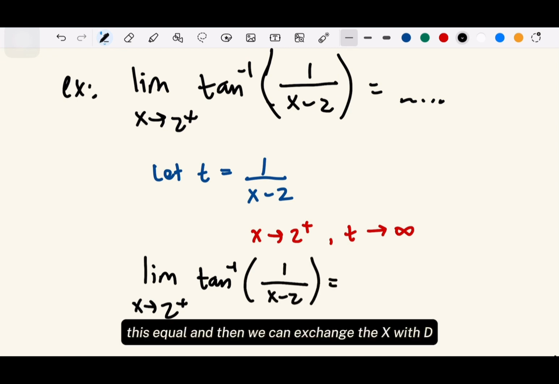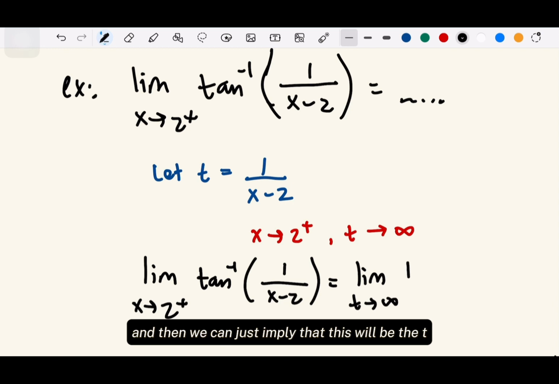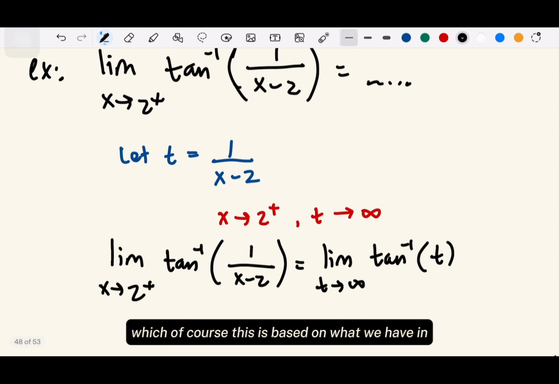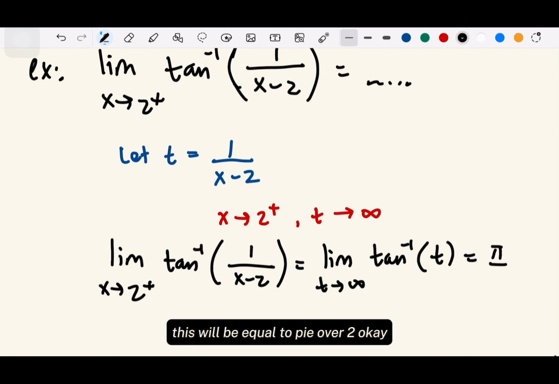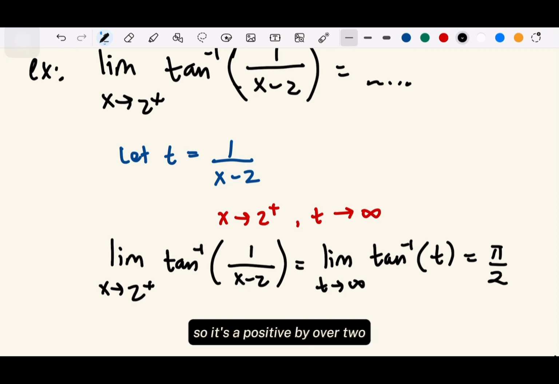This equals, and then we can exchange the x with t, and then we can imply that this will be the limit as t goes to infinity of arctan t, which of course is based on what we have in the tangent graphs. This will be equal to pi over 2, because only on the right side, on the first quadrant of the trigonometry, it's a positive pi over 2.